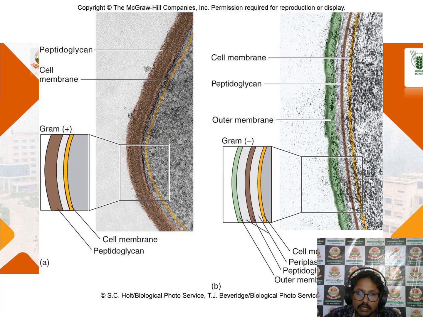Here you can see the gram positive. You can notice the cell membrane here, and after that a complete peptidoglycan layer. Whereas in gram negative, you will notice the inner cell membrane, and in the middle there is the periplasmic space, which is common to both. After that there is a peptidoglycan layer, which is thin in gram negative, whereas in gram positive it is very thick. In gram negative, after the peptidoglycan layer there is one more layer, the outer membrane made up of lipopolysaccharide, which is at the top of the cell.